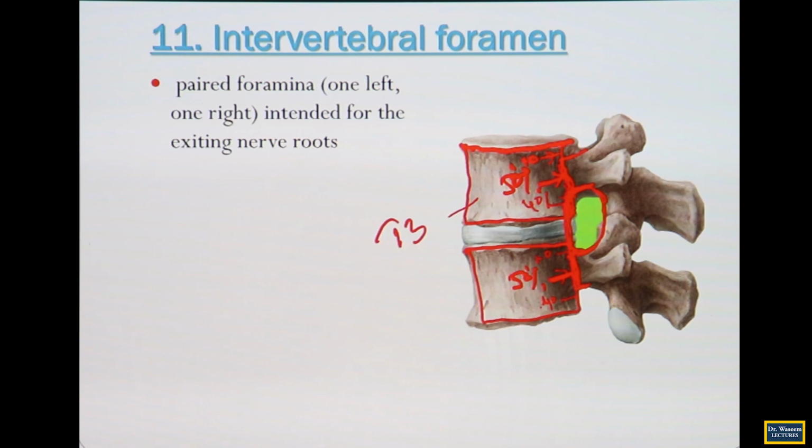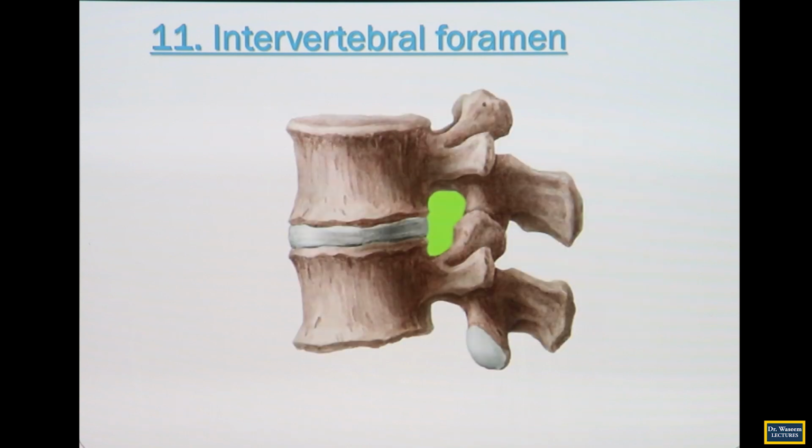And this intervertebral foramen, if your spinal cord is lying in the vertebral canal here, then from the vertebral canal, if the spinal cord is giving the roots out, the roots will emerge from the intervertebral foramen, and they will become mixed nerves outside. This is called the intervertebral foramen.